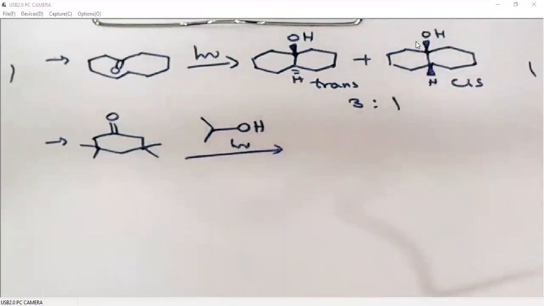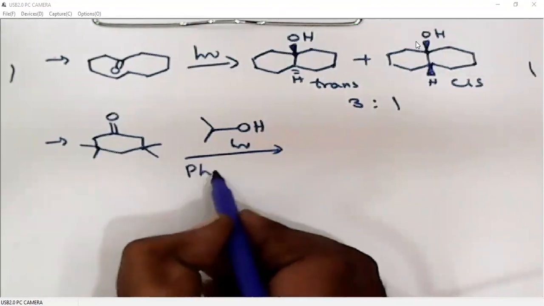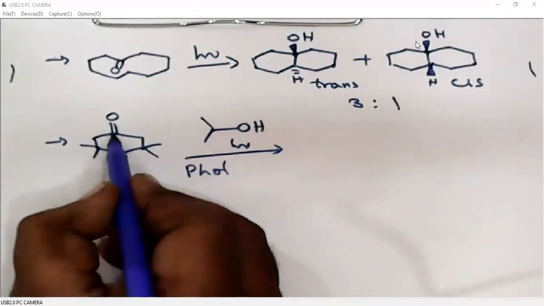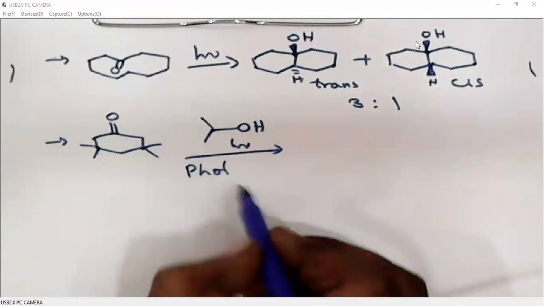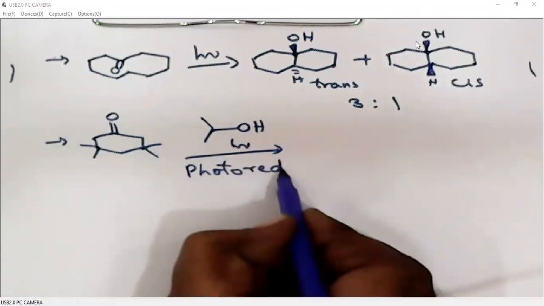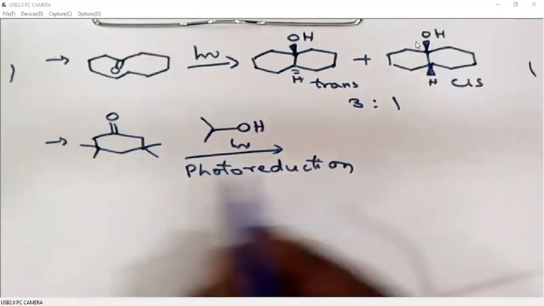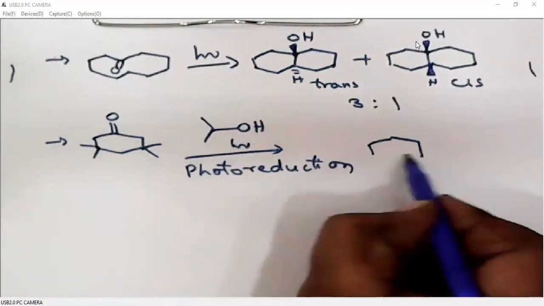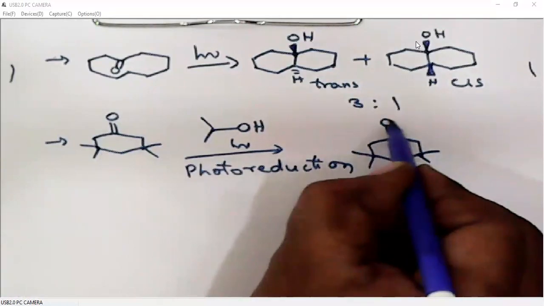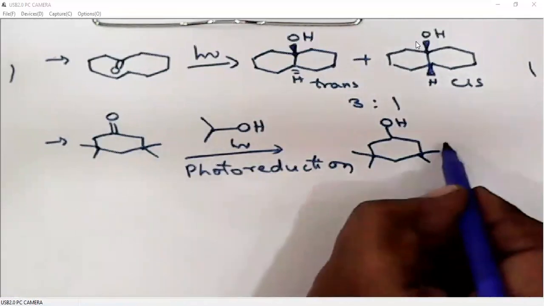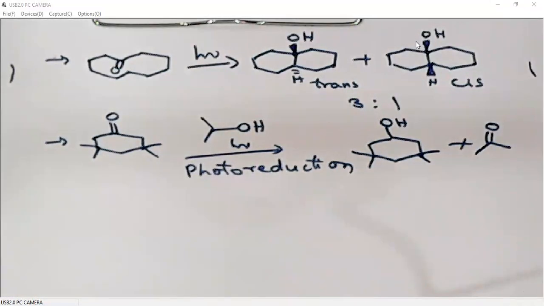So this molecule under photochemical conditions will undergo, carbonyl will undergo reduction, isopropanol will undergo oxidation. So it is photoreduction. Carbonyl will undergo reduction, so it forms alcohol. Isopropanol will undergo oxidation, so it becomes acetone.